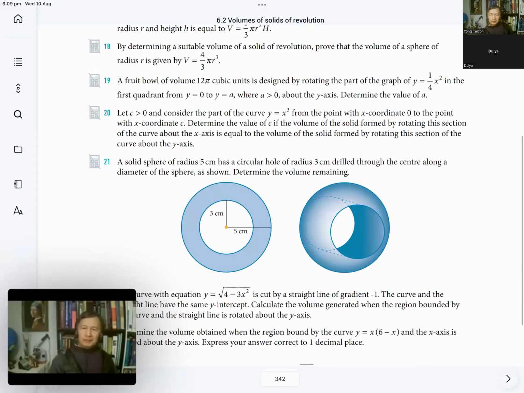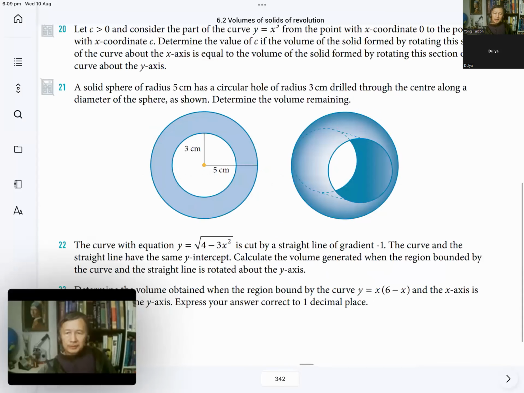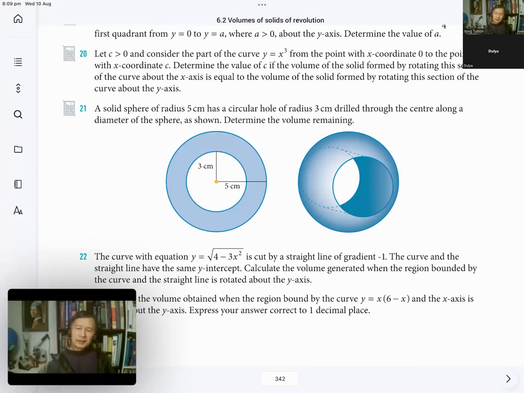Volume of solids of revolution. This is another issue: the sphere, right? There is a cylinder, the cylinder cut into the sphere. The cylinder cuts the sphere. Yeah, that's a challenging question.